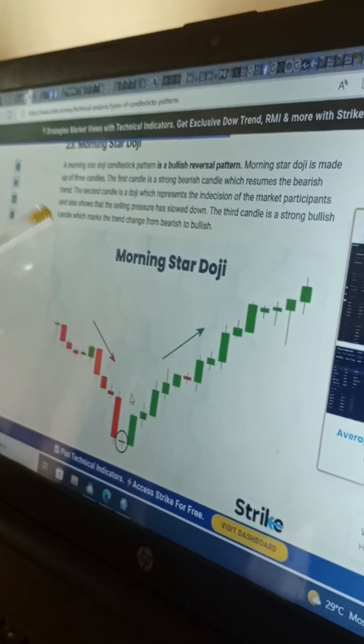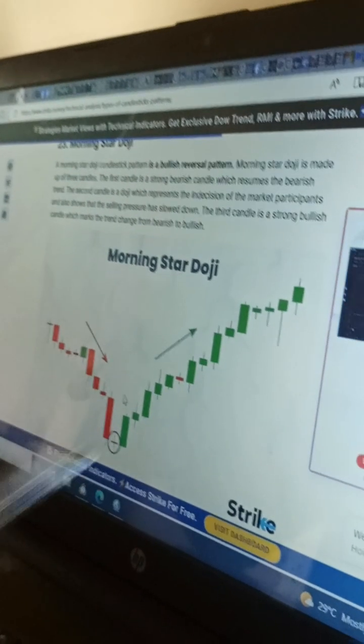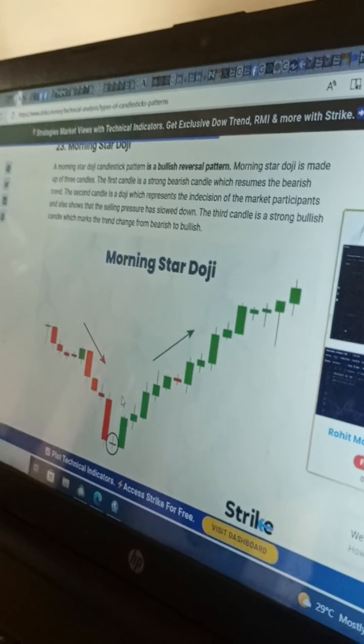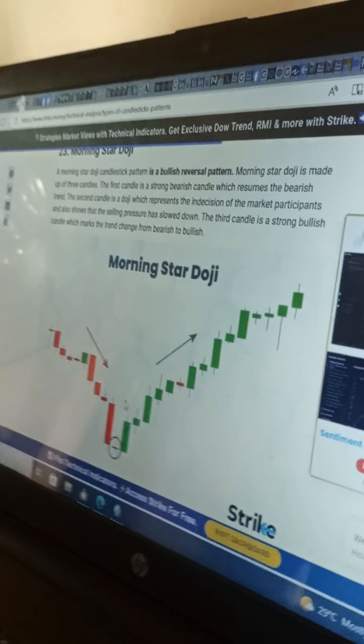actually selling. The third candle is a strong bullish candle, which marks the trend change from bearish towards bullish. So once you see this, you know that we're dealing with a morning star doji, and that means if you are about to enter the bullish trend, this is the right time for you to enter.